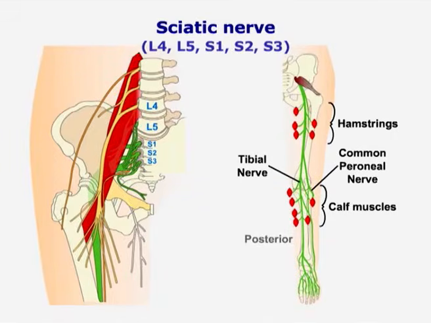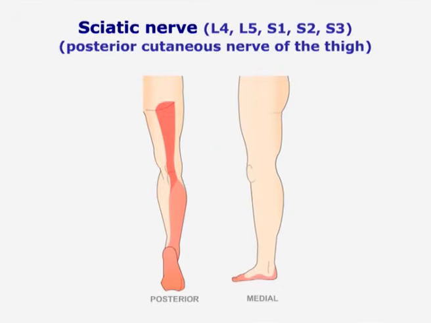The sciatic nerve arises from L4, L5, S1, S2, and S3. It is made up of 2 parts, the tibial and common peroneal nerves. It supplies the muscles of the posterior compartment of the thigh and leg associated with extension of the hip, flexion of the knee, and plantar flexion of the foot. It also supplies sensation to the skin over the posterolateral part of the leg and most of the plantar, dorsal, and lateral parts of the foot.